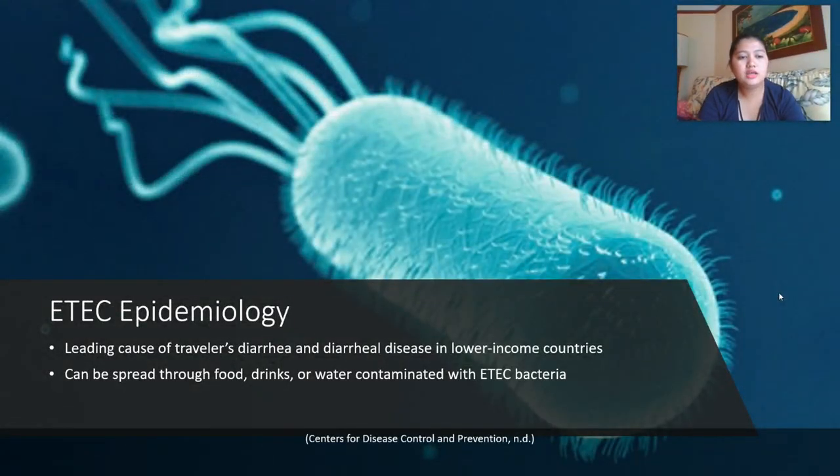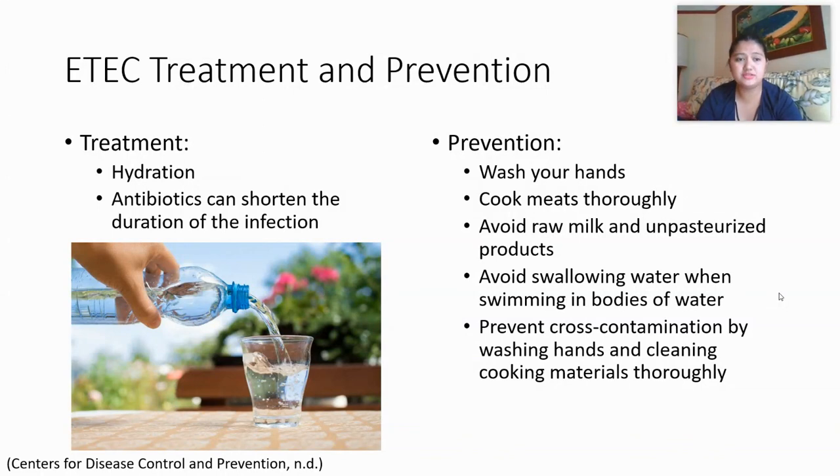The enterotoxigenic E. coli is the common cause of travelers' diarrhea. So it's going to be the same kind of symptoms as the STEC. And it's the same mode of spread, where it's food, drinks, contaminated water. And the same treatment. So this one, though, you can treat with antibiotics. You are still going to have those symptoms of diarrhea and dehydration and stuff like that, but the antibiotics can help shorten the duration of the infection.